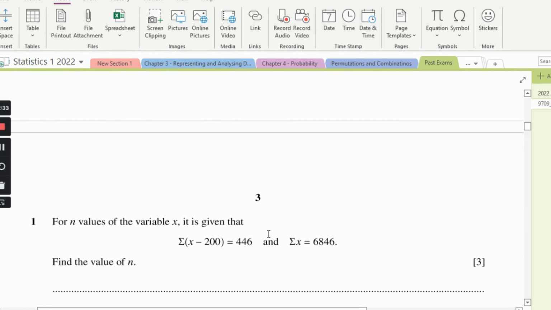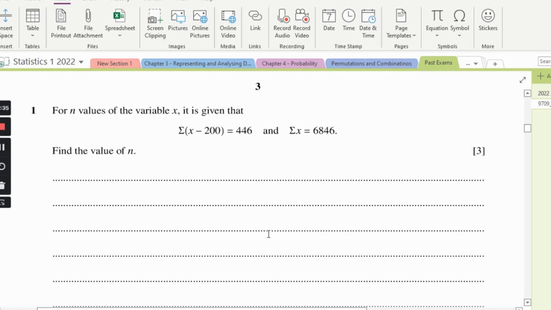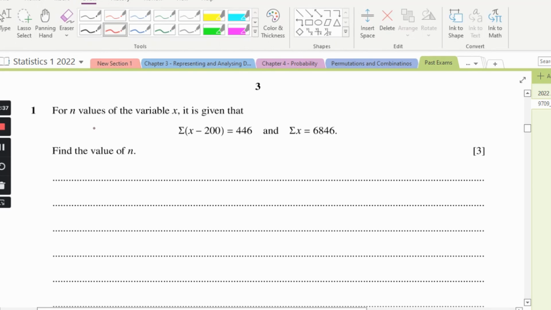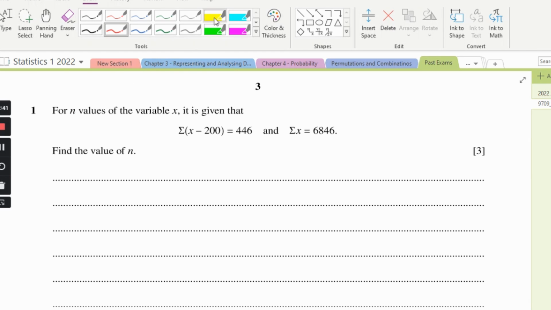Okay. So this is a coded data question. We've got n values of the variable x, it's given, and we've got this data here. We've got to find the value of n. Now this one here means that we've added up all of the x values, but for each x value, we've taken away 200. In other words, we've taken away 200 n times, and this is just adding up all of the x values. So here's how I'm thinking about it.